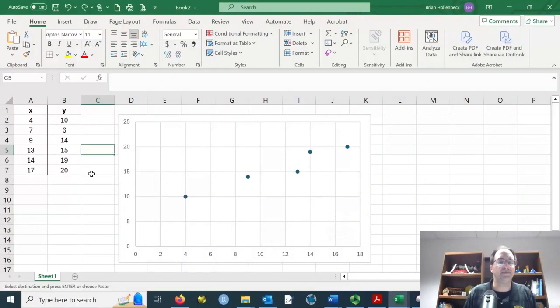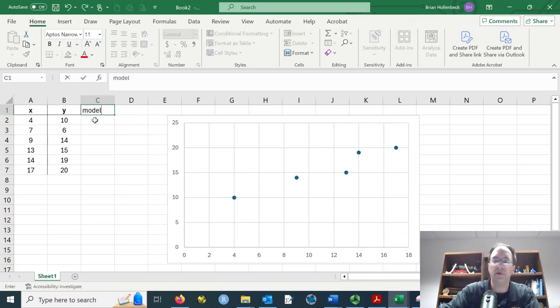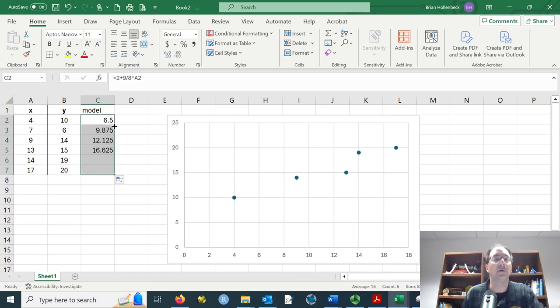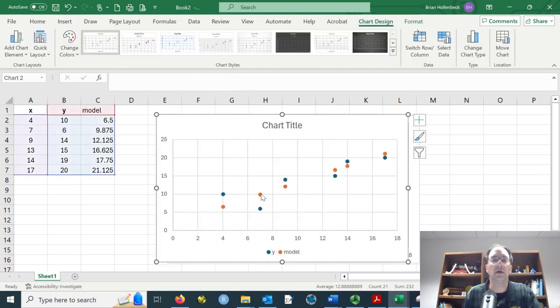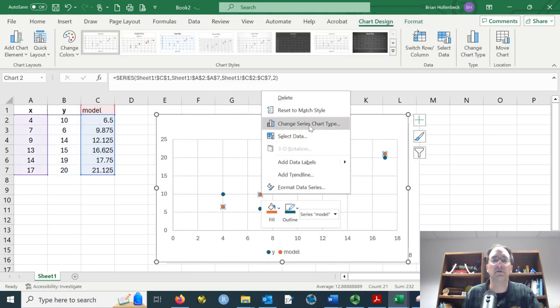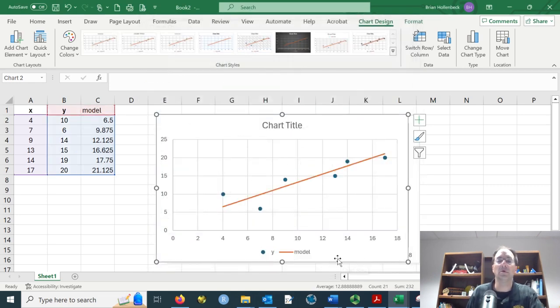Okay, so let's see how that compares to the actual best fit line. So here's our same data set with it plotted. So let's go ahead and put our model up here. And remember we said it was 2 plus 9 divided by 8 times the x value. We can drag that down. And if we want to see how that compares, we can insert a scatter plot. And if we want to see this more as like a line, I'll change the series chart type. Make that a smooth line. And so there's our plot.